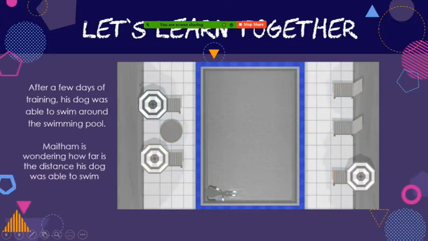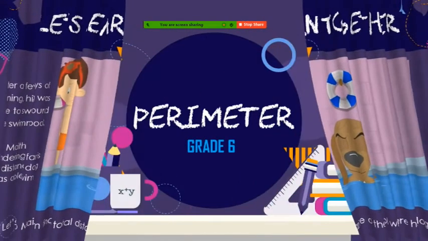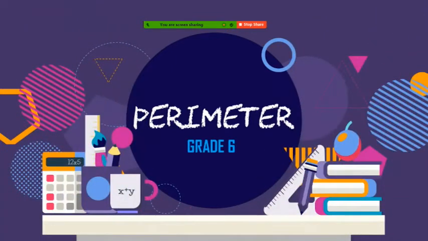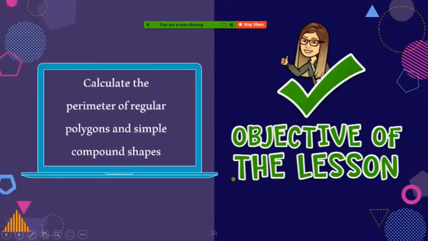My thumb is wondering how far is the distance his dog was able to swim. So let's help my thumb find the total distance of the pool where his dog swam. In order for us to find out the distance of the pool, we have to find the perimeter. And today, that is our lesson. Our lesson is about perimeter. At the end of the lesson, class, you must be able to calculate the perimeter of regular polygons and simple compound shapes.